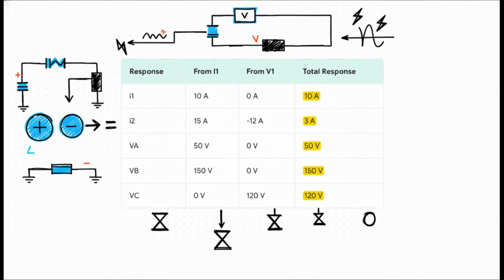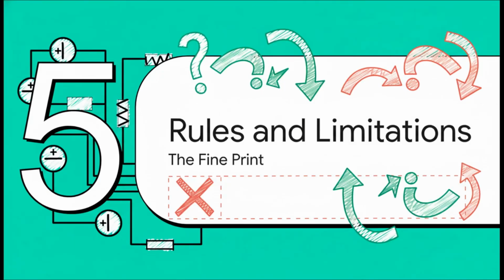Let's look at I2 again. We have 15 amps from the current source, plus negative 12 amps from the voltage source. Add them together, and the final, actual current is 3 amps. Or for voltage VC, 0 volts plus 120 volts gives us a final answer of 120 volts. See, it's that simple. So superposition is a fantastic tool, almost like a cheat code for circuits.